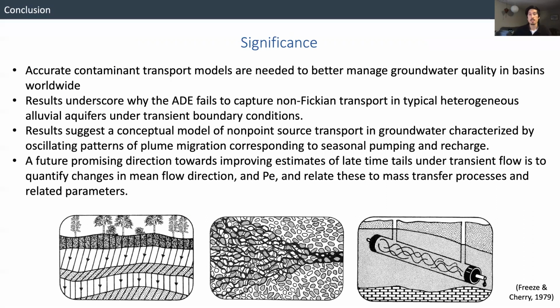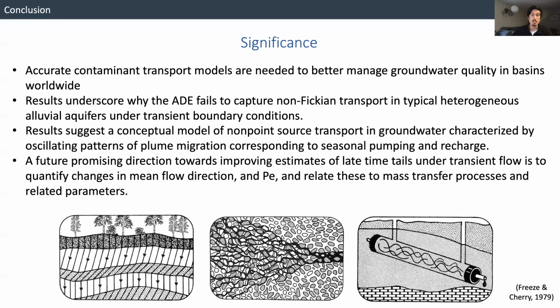The results also suggest a conceptual model of non-point source transport characterized by oscillating patterns of plume migration controlled by pumping and recharge. They suggest that the ADE might be more appropriate to model transport when the mean flow is mostly vertical, but that the ADE will fail to handle increased tailing under more horizontal flow conditions. Our plume migration simulations also indicate pumping can significantly increase the vertical migration and hence concentration of contaminants at depth.